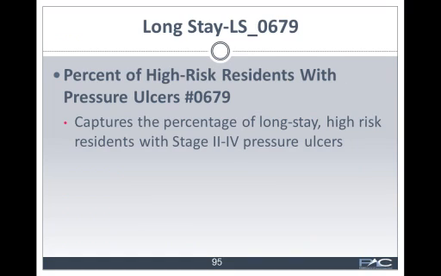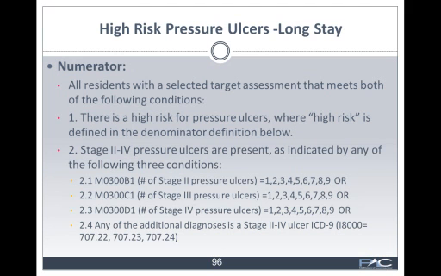Okay, your long stay pressure ulcers. This captures any of your long stay residents. As I mentioned, a long stay in CMS's eyes is anybody who's been in your facility for 100 days or more. Okay, and it's looking for stage 2, 3, and 4 pressure ulcers. The numerator is looking, as I mentioned, for everybody who's high risk. It's looking at any stage 2, 3, or 4 that is coded in M300 as we went through before. And those numbers there, 1 through 9, that is just the number of total ulcers.